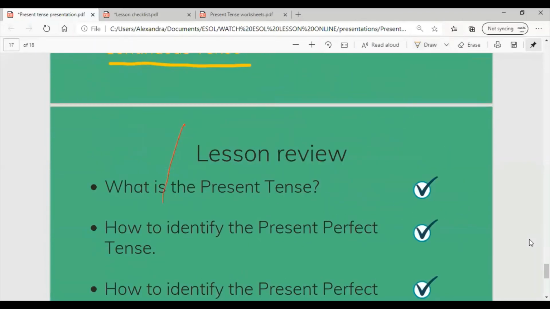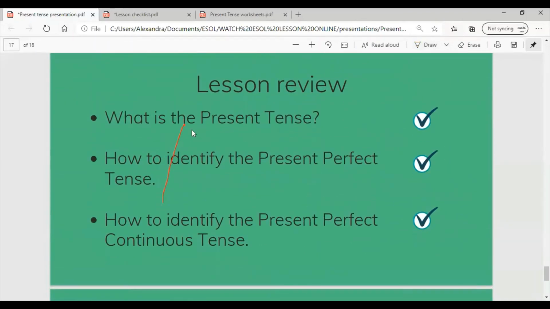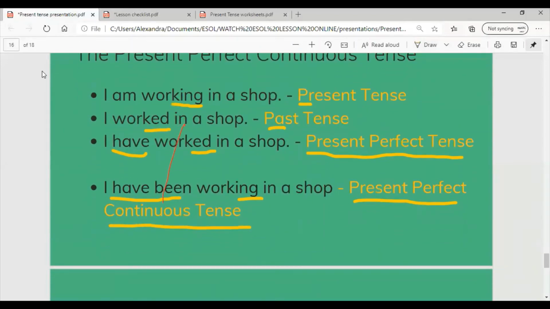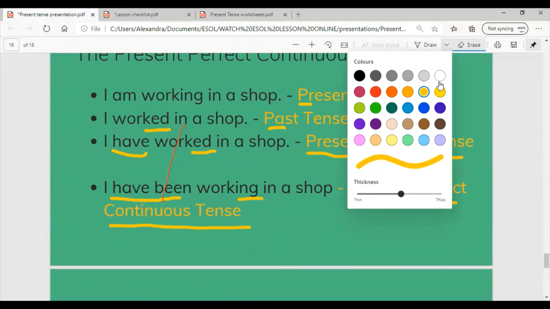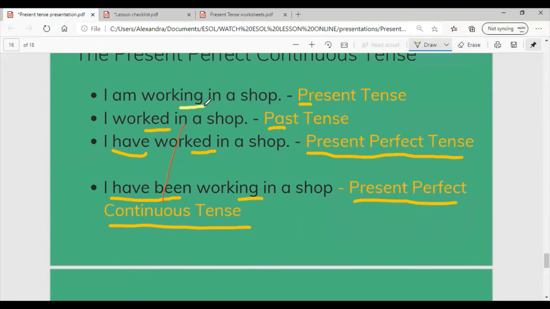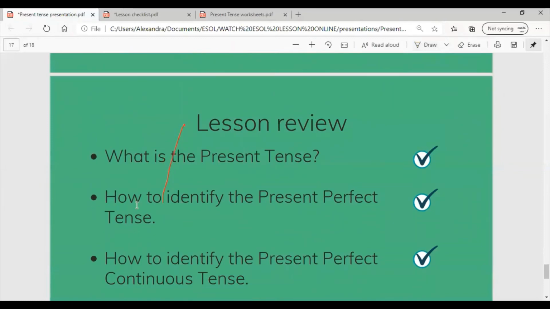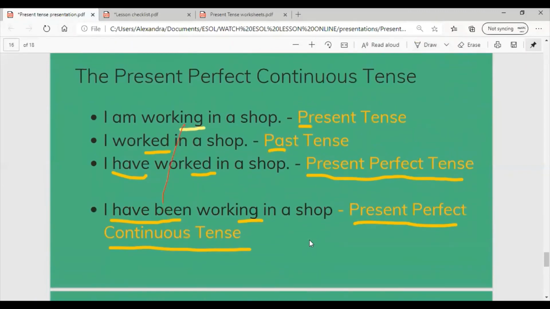So what have we looked at today? Today we've looked at what the present tense is. You'll find that the present tense is this "ing" here. So if you've got the "ing" on the end of the root word, you are looking at the present tense. We've also looked at how to identify the present perfect tense. So if you remember, our present perfect tense is this line.